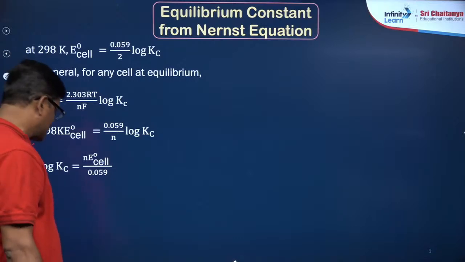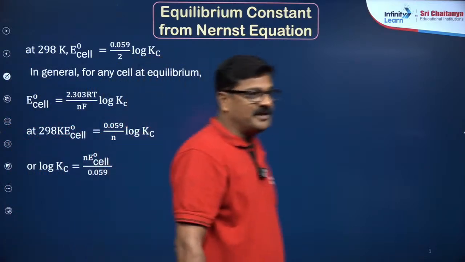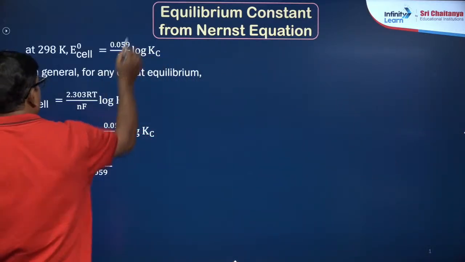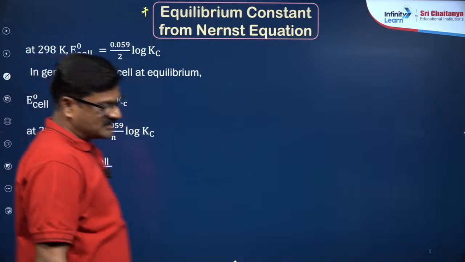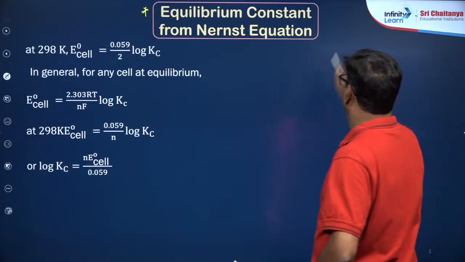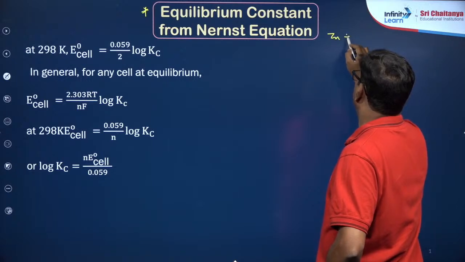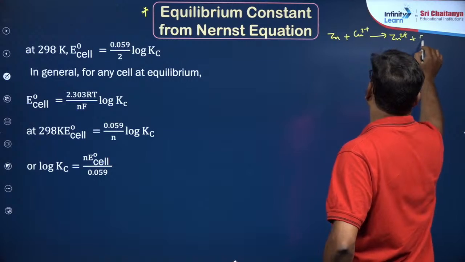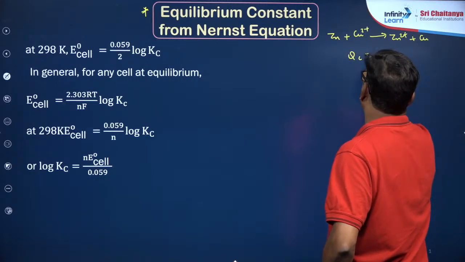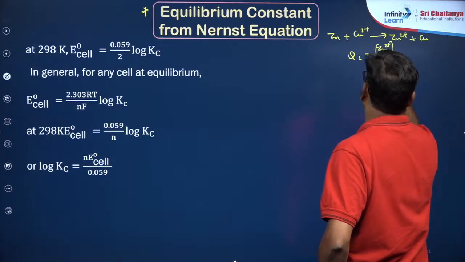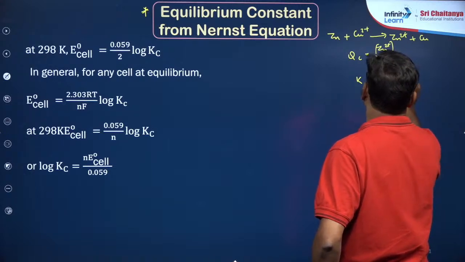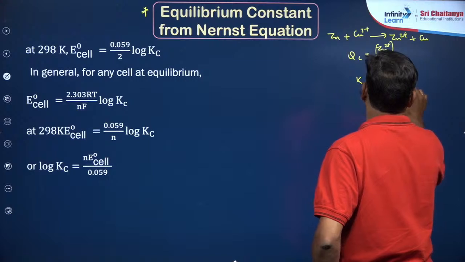Equilibrium constant from the Nernst equation. This is very important. In the NCERT also it is given. What is equilibrium constant? Kc, for zinc plus copper 2 plus giving zinc 2 plus and copper. Its QC is zinc 2 plus over copper 2 plus. What is Kc? Again zinc 2 plus over copper 2 plus.